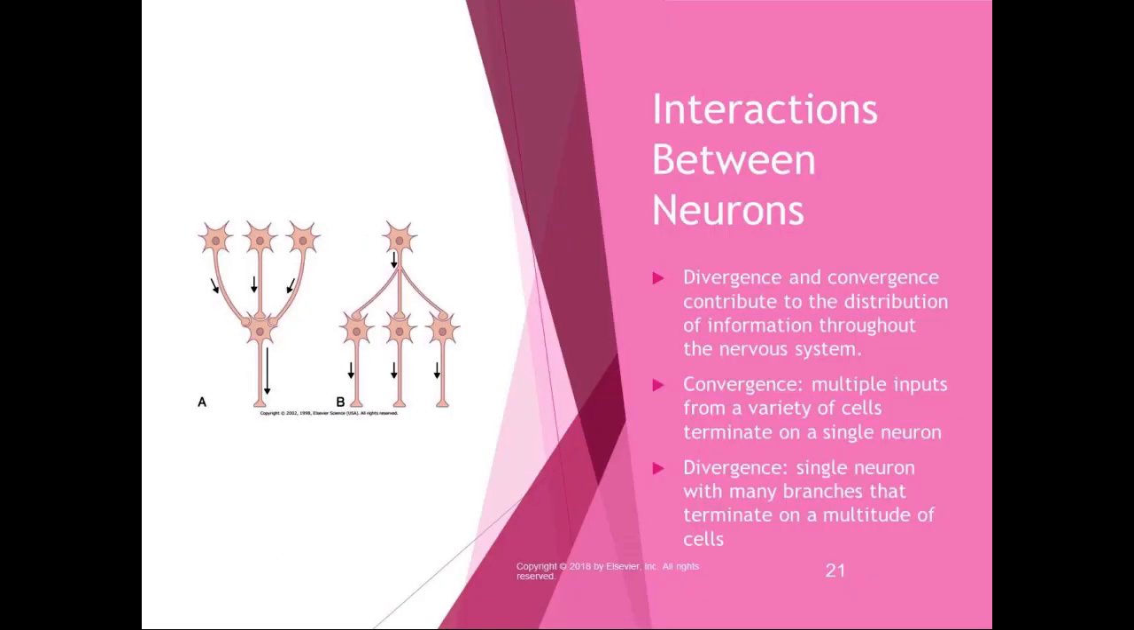In the interaction between neurons, you can have divergence and convergence, and they contribute to the distribution of information throughout the nervous system. With convergence, multiple inputs from a variety of cells terminate on a single neuron. With divergence, a single neuron with many branches can terminate on a large number of neurons.